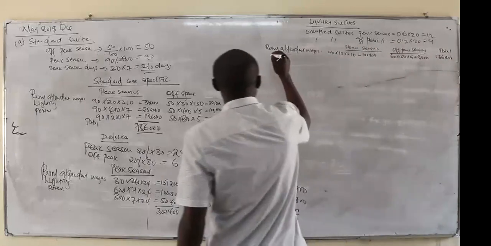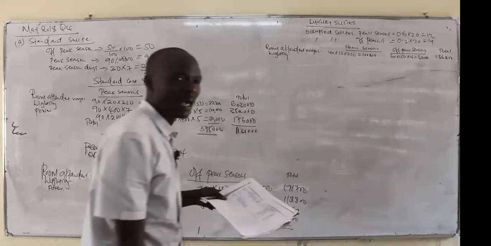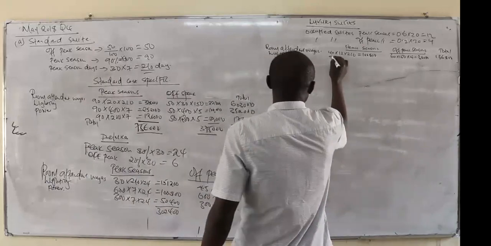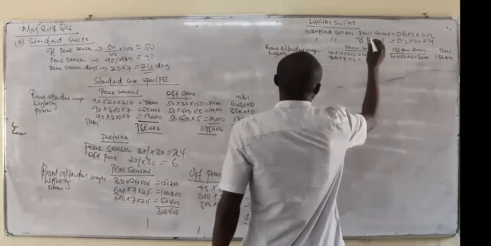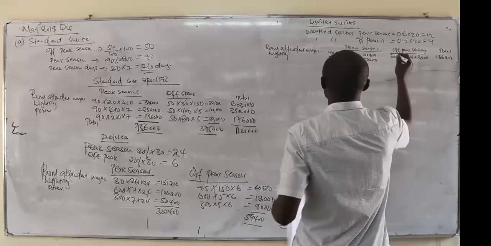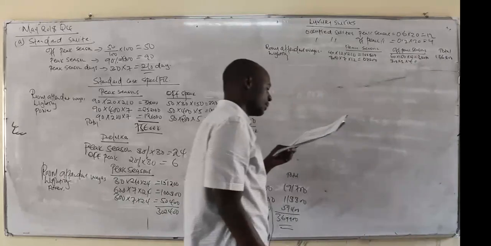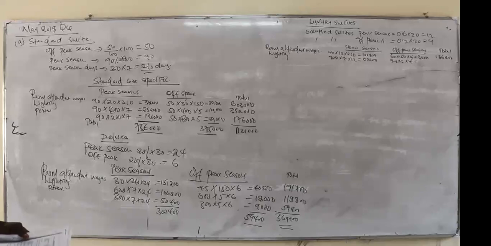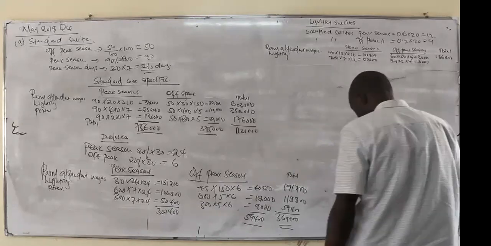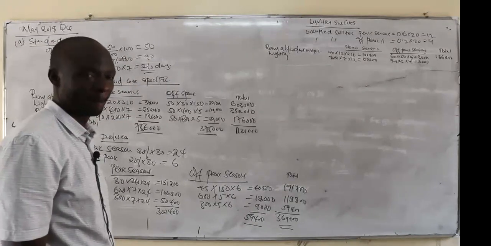And then we have lighting. Lighting is 800 per month per room. So it is 800 shillings times 7 times 12. So this one will get 67,200. And then the other one is 800 times 5 times 4. How much do you get? So here you get 16,000. Total: 83,200.